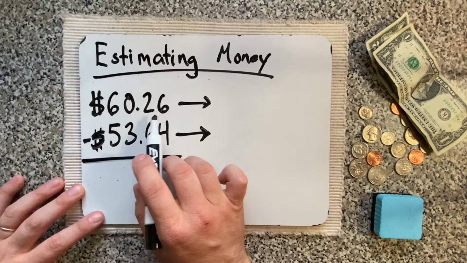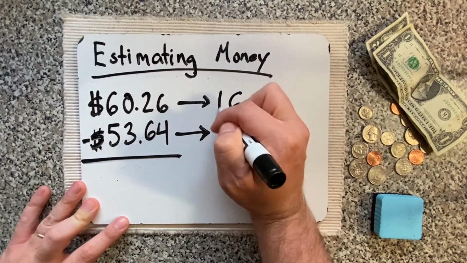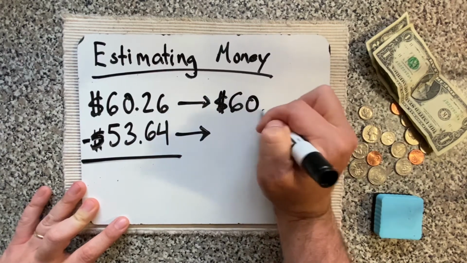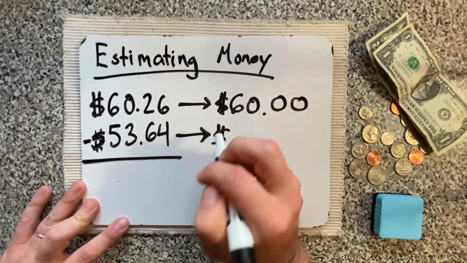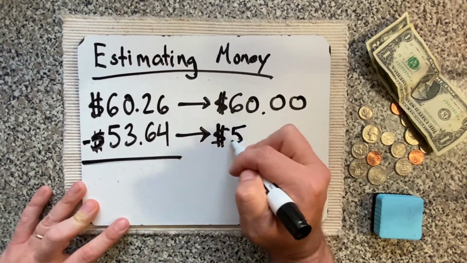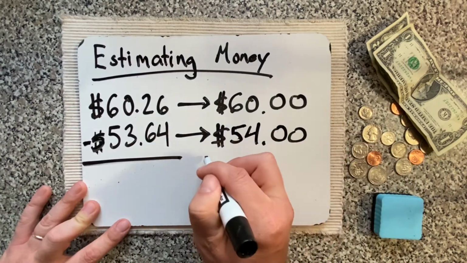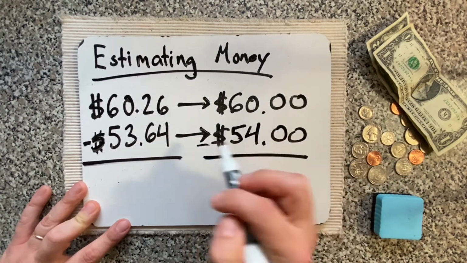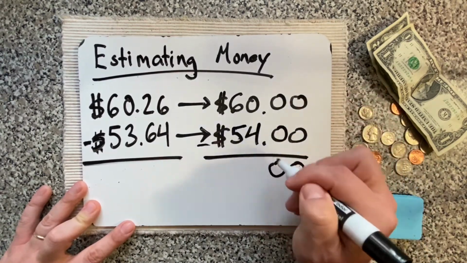Now let's look at subtraction. $60.26 minus $53.64 becomes, when rounding, $60 minus $54. We will then complete this the same way we would any subtraction problem, drawing our equation line. 0 minus 0 is 0, 0 minus 0 is 0, carry the decimal point.